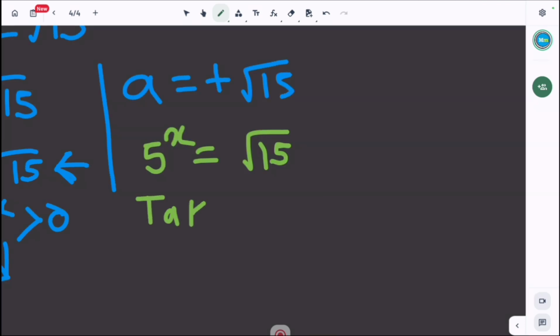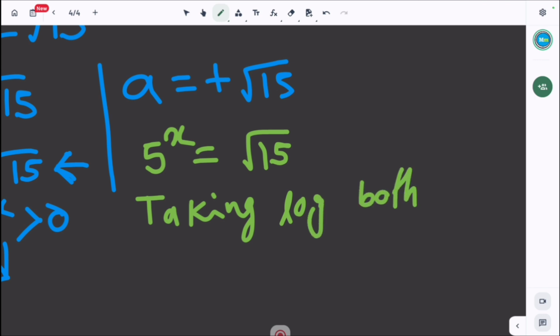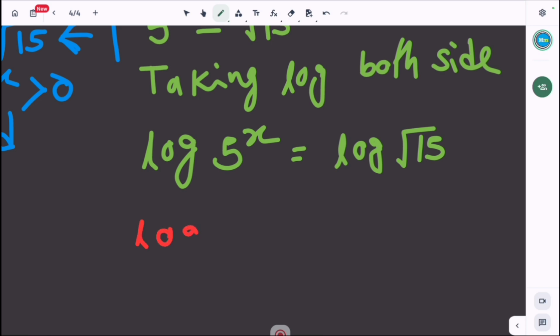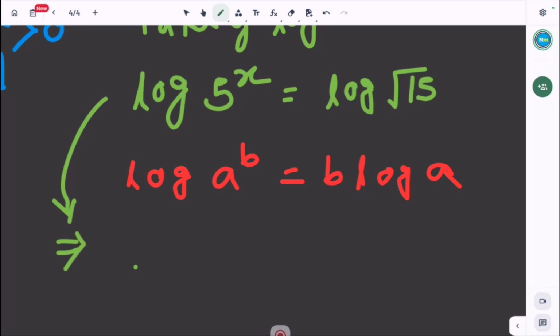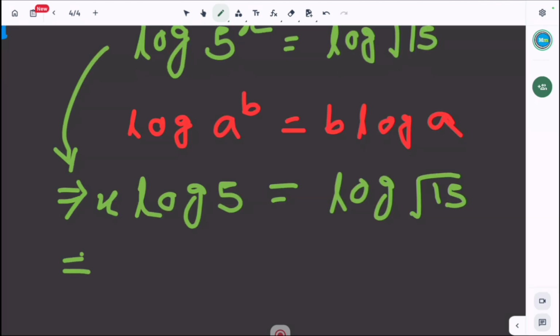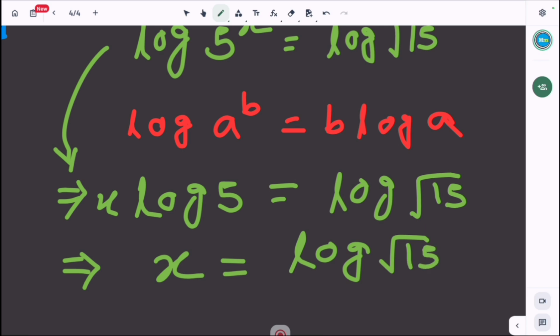Taking log on both sides, log 5 to the power x equals log root 15. From the formula log a to the power b equals b log a, it will be x log 5 equals log root 15. So x will be equal to log root 15 by log 5.